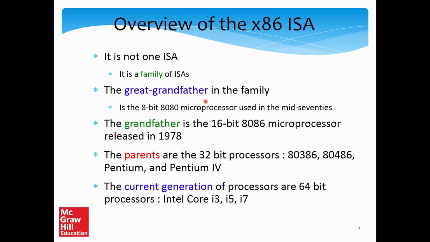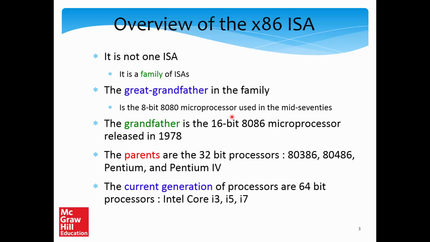The great grandfather in the family is the 8-bit 8080 microprocessor used in the mid 70s. The 8080 microprocessor used to have an assembly language of its own. It was an 8-bit processor. The grandfather is the 16-bit 8086 microprocessor, which was released in 1978. And for those days, it was a fairly revolutionary microprocessor because 16-bit was also rare in those days. And the microprocessor pretty much started the era of microprocessors, and gradually large server computers started being built of much smaller microprocessors.